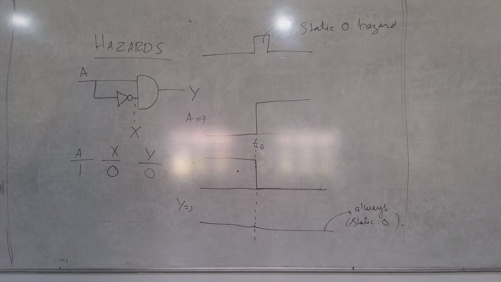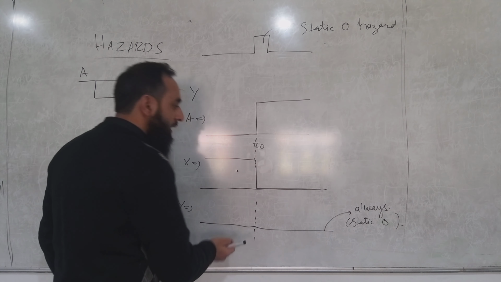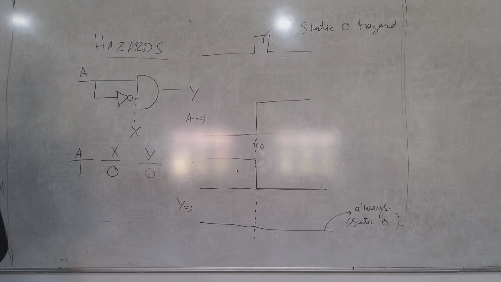Why do I call it static 0 hazard? Because 0 should be static, but an unnecessary change will occur. So this is called static 0 hazard. So whenever you are supposed to define static 0 hazard, you can define it as that unwanted change where your output changes to 1 while it is expected to be equal to 0. So I hope you can write that part.